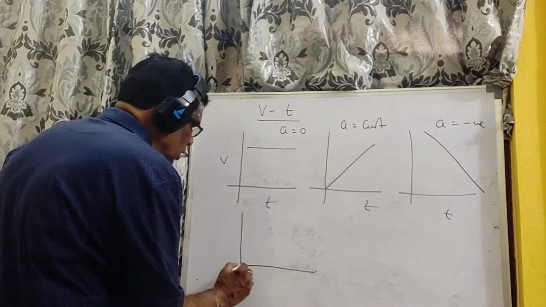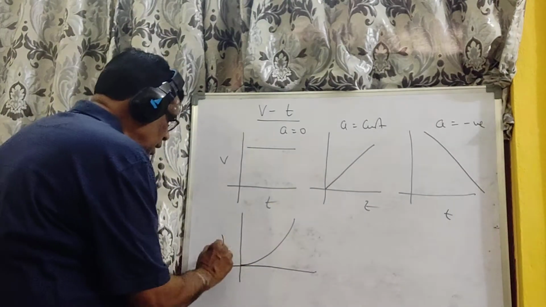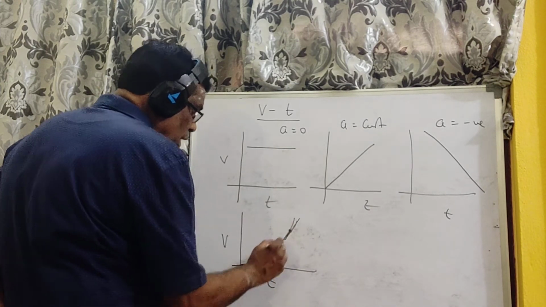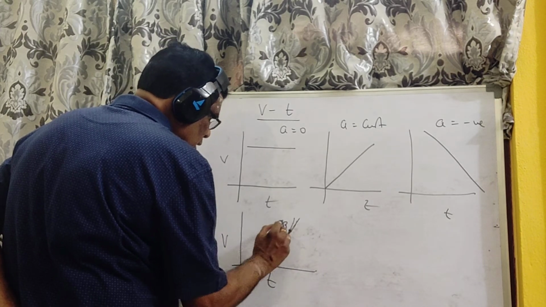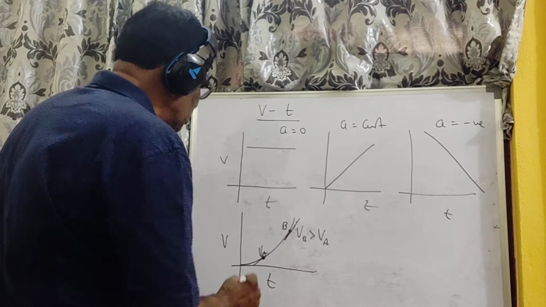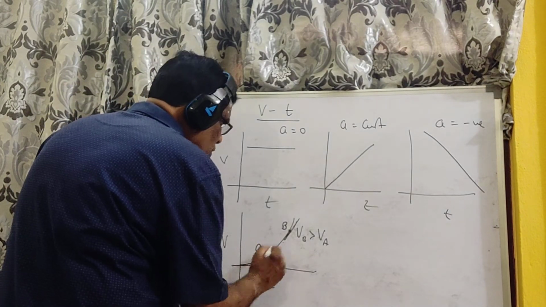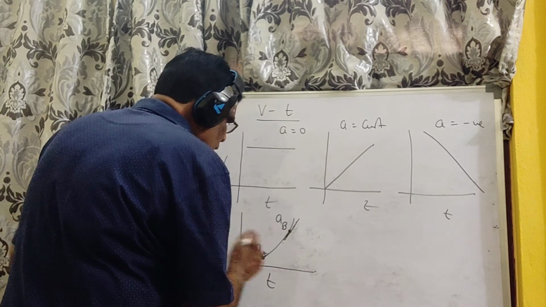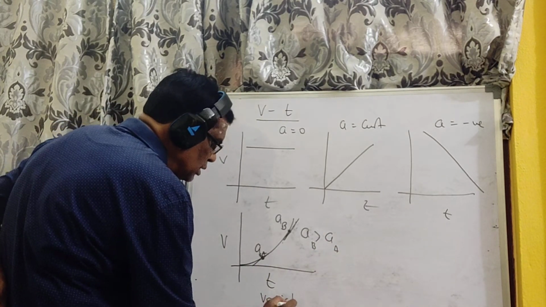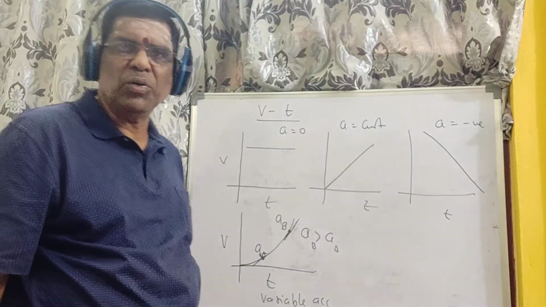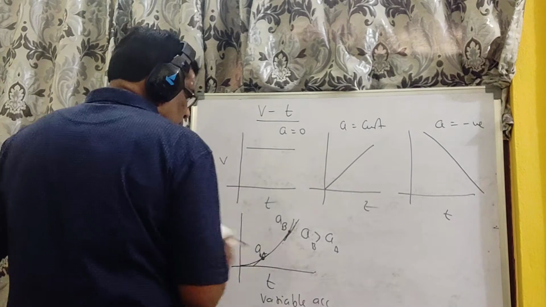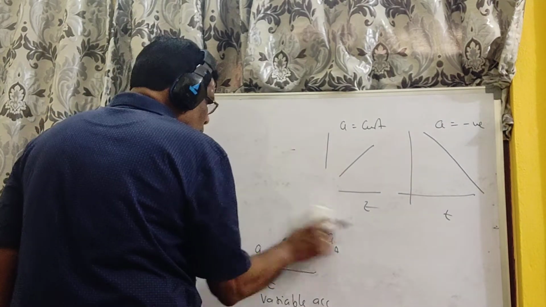Now, for example, instead of this, if I am giving it like this, what does this indicate? It's a VT graph. Here there is one slope, this is another slope, and this is point B, this is A. This is VB, and VB is greater than VA. Acceleration is the slope, so you will get acceleration here. Therefore, AB is greater than AA. This is a case of variable acceleration. You remember, we tried to work out some problems from this also, as far as analytical expressions are concerned.